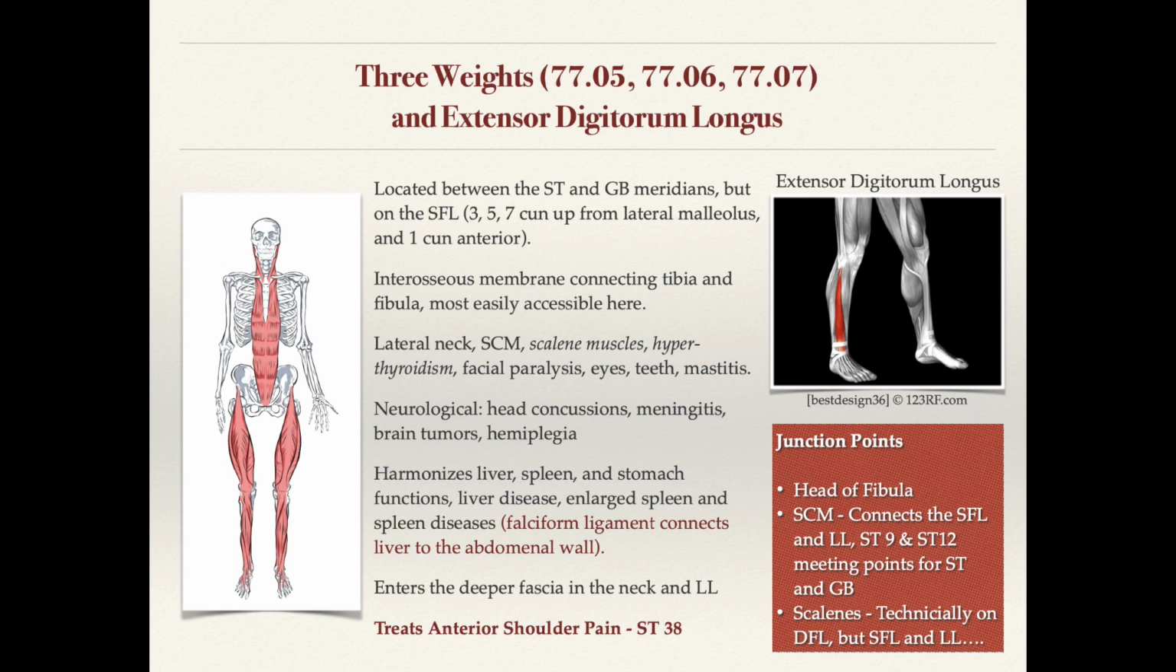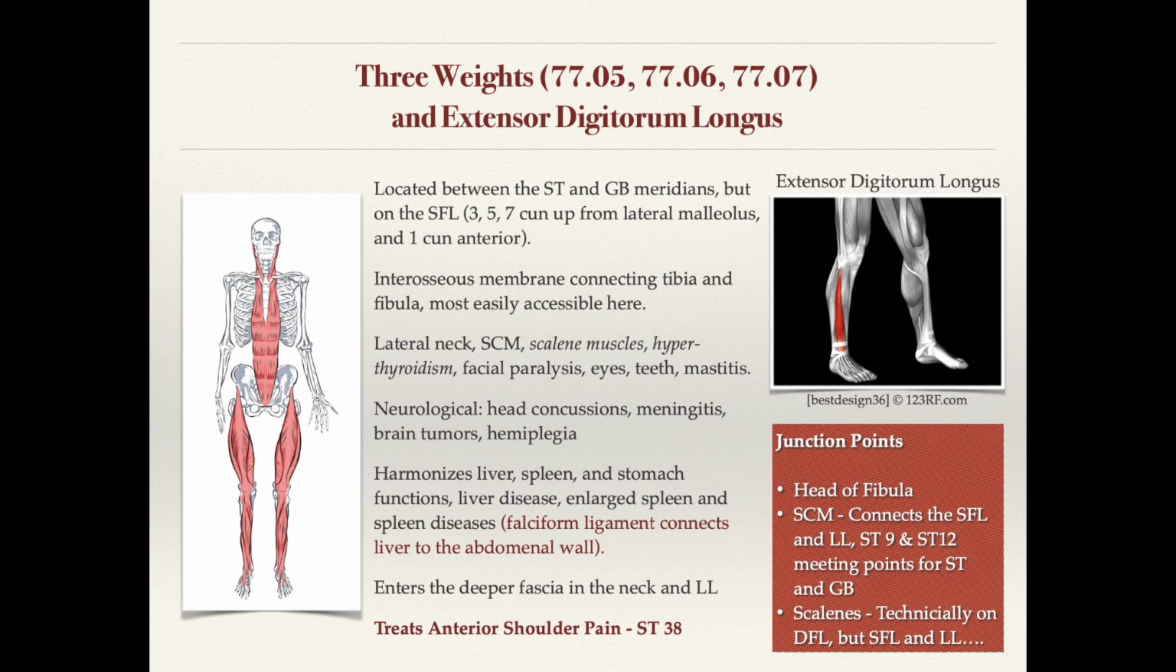They're also used for a lot of neurological conditions such as head concussions, meningitis, brain tumors, and hemiplegia. These are traditional indications that they're used for. And because they're more distally located, we're going to have a stronger neurological response. So I think that's why these points are indicated for that. And then finally, the traditional indications are that they harmonize the liver, spleen, and stomach. They can be used for liver diseases, enlarged spleen, and spleen diseases. And not only in the sense of traditional patterns of liver and spleen disharmony, but also for Western disease diagnoses, you would use these points as well.